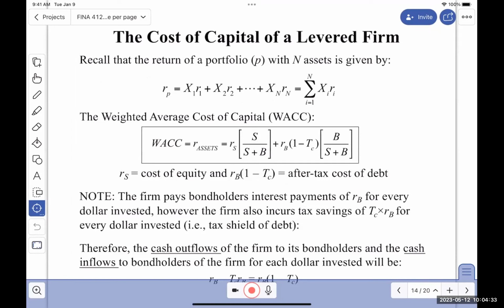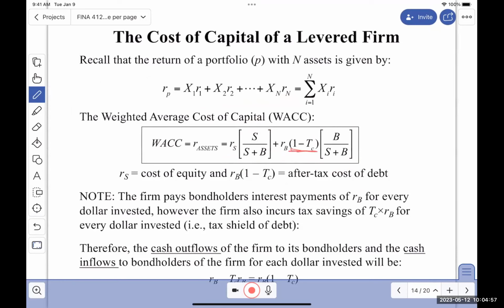So how do we calculate the WACC? It's a weighted average of all the returns. I put different symbols on them, but basically, here's your weight for the return to shareholders, and here's your weight for the return to bondholders. That is clear, I think. So weight times return, weight times return. The only strange thing here is this.